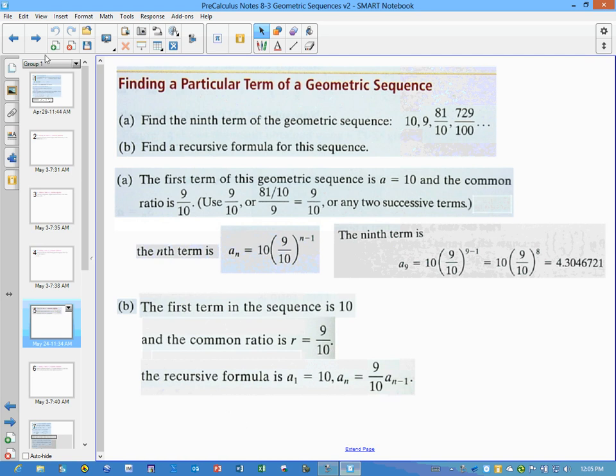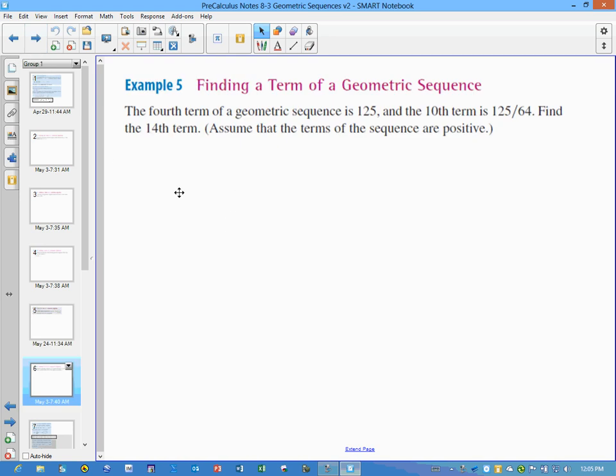All right, let's look at, again, finding some specific terms in a sequence. So the fourth term of a geometric sequence is 125, and the 10th term is 125 over 64, and they want us to find the 14th term and assume that the terms of the sequence are positive. In other words, since 4 and 10 are even numbers, there is a possibility that it could have fluctuated positive, negative, if there was a -1 to some exponent. But this additional information they gave us tells us that that does not happen.